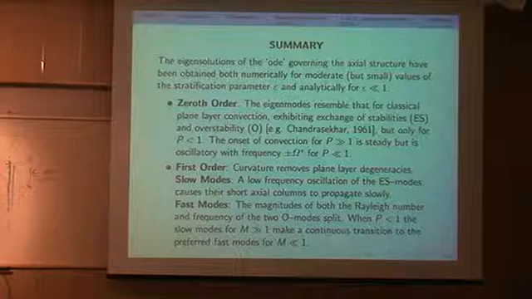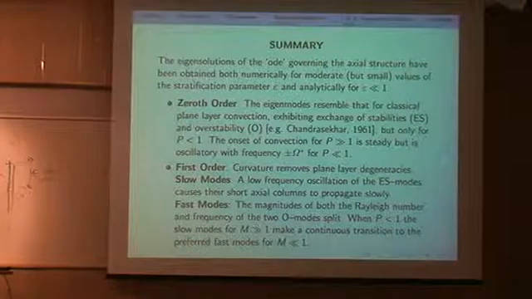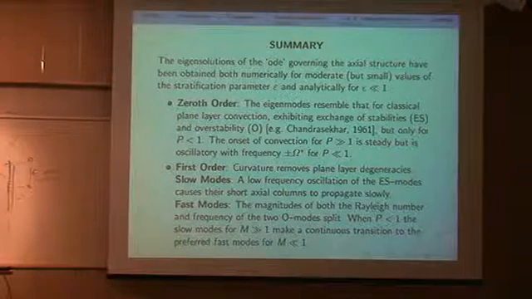Let's see. So those are what Chandrasekhar would call the exchange of stability. Then you get overstability. They're the oscillatory ones. And they only occur for small p with plus or minus frequencies.